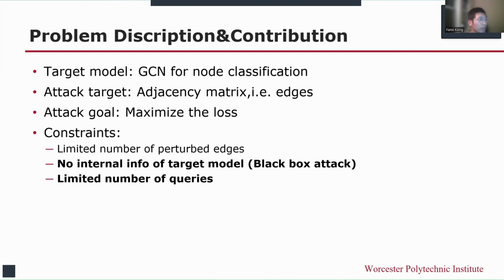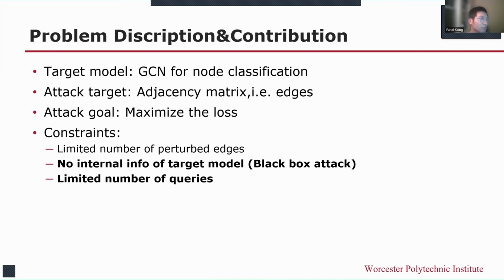And our attack goal is to make the classification results as wrong as possible by maximizing the loss of the model. And of course, there are constraints for the attack. We need to limit the number of perturbed edges for the attack to be unnoticeable. Otherwise, it would be completely different data.